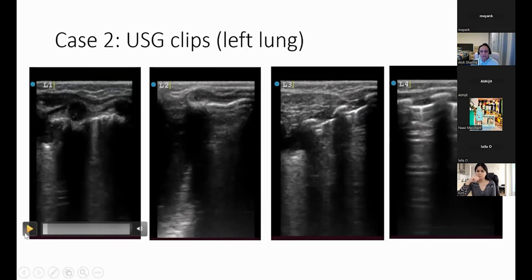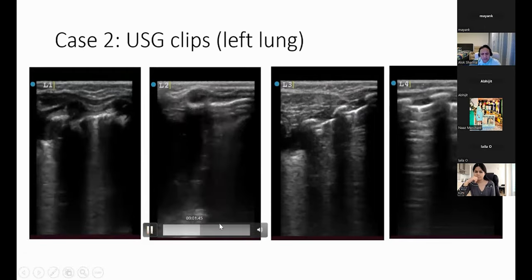Well done. I mean, you've got some absolutely lovely images. And I think the way you're presenting them is also very good. Very similar kind of feedback.